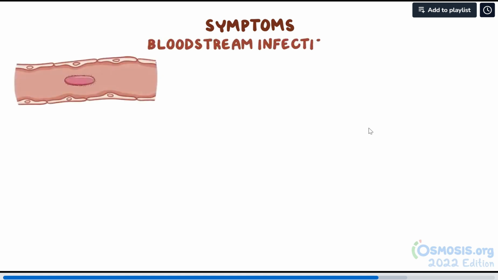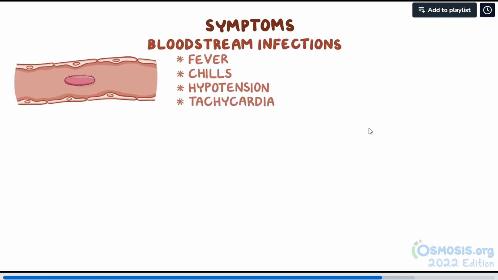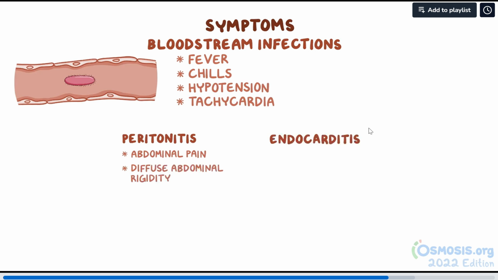Finally, with a bloodstream infection, there may be fever, chills, hypotension, and tachycardia. With peritonitis, there may be abdominal pain and diffuse abdominal rigidity. And endocarditis associates fever and new heart murmurs.